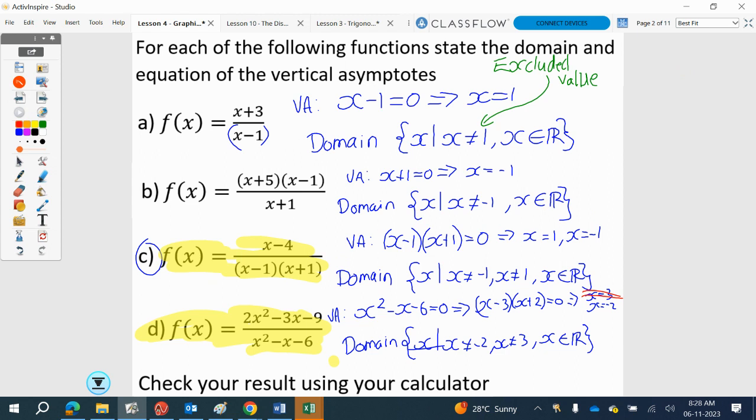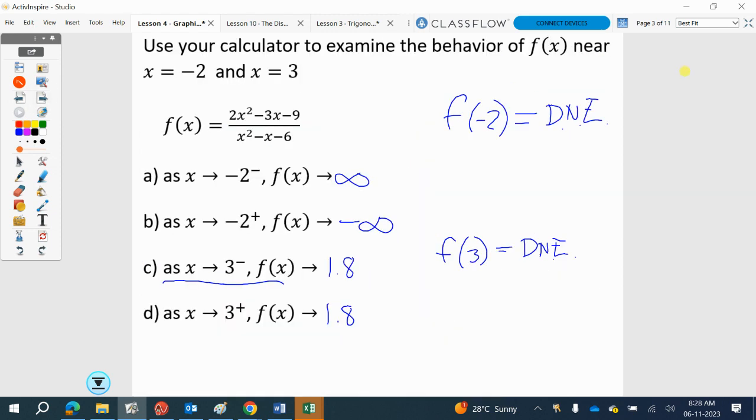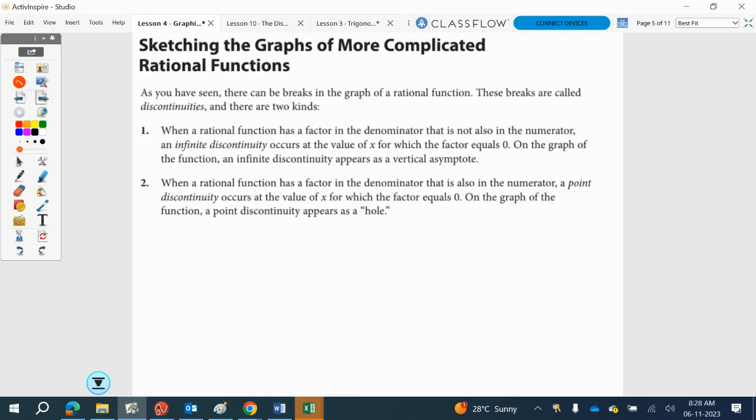The two are different. So there are two types of excluded values: there are excluded values that create a vertical asymptote, and there are ones that don't. The ones that create a vertical asymptote are the ones that we call an infinite discontinuity. Any break in the function is called a discontinuity. You can find this when you examine the behavior around the point and see what happens to the values. You see they go shooting off.